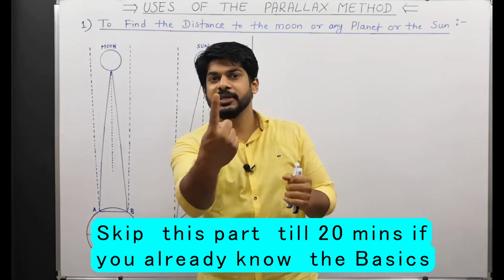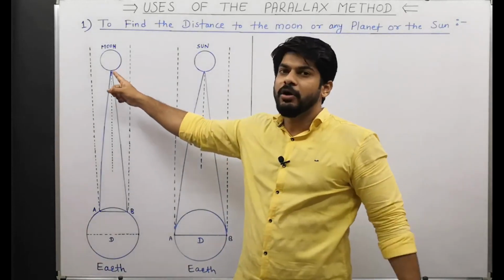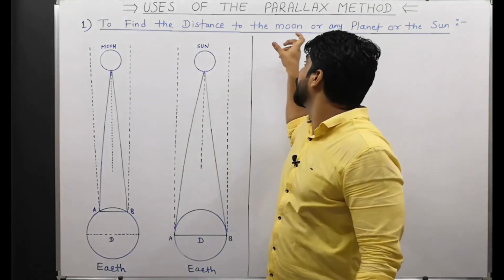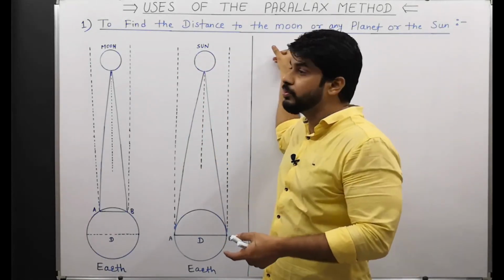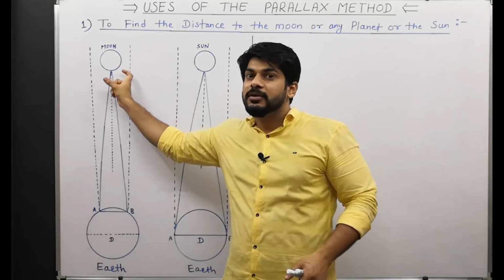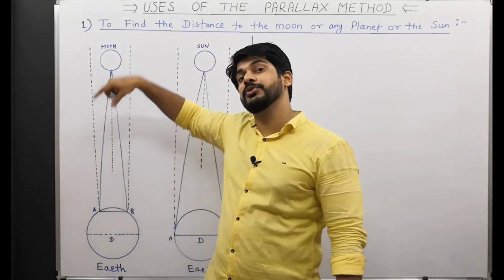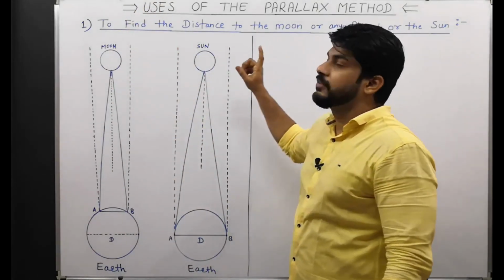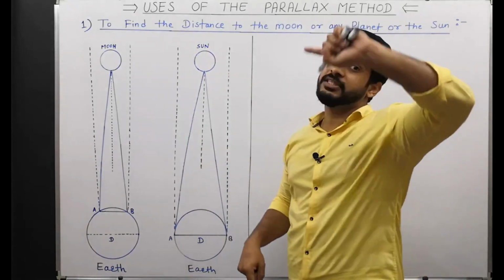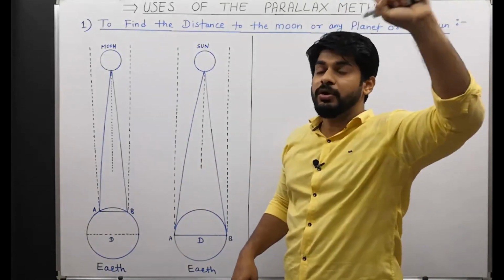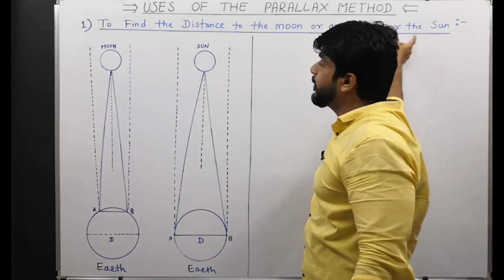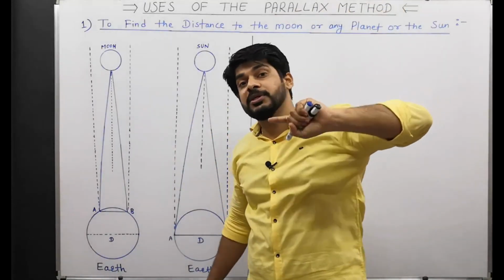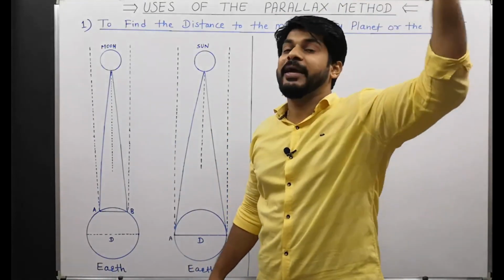And the nearby object, like this finger, is nothing but either the moon or the sun or the planet, whatever is under consideration. If you are finding the distance to the moon, then the moon is our nearby object and the star would be the distant object. If you are talking about a planet, then the planet is your nearby object and the star would be the farther, distant object. If you are talking about the sun, the sun is the nearby object and the chosen star would be the distant or background object.